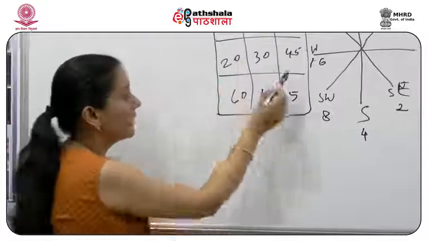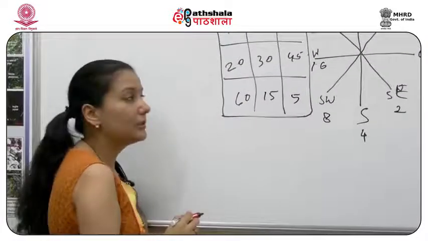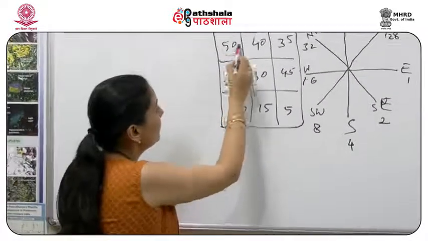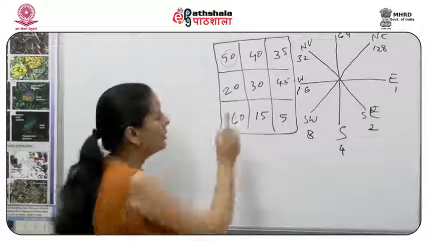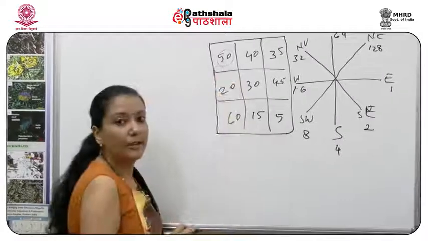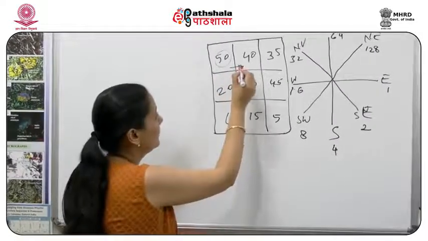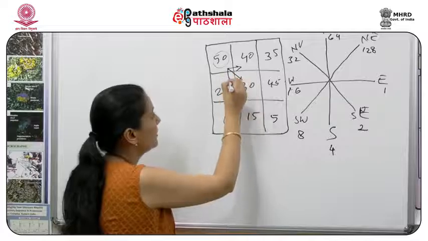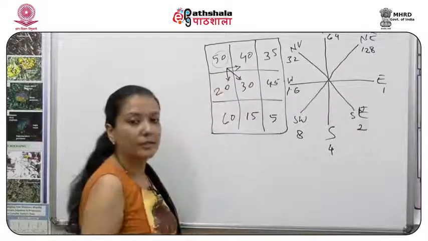Now this was your elevation raster. How do you calculate the slope from this? This is your 50. This is the highest elevation. So how can the water move from the highest to the lowest? It can go in this direction, or it can go in this direction, or in this direction.